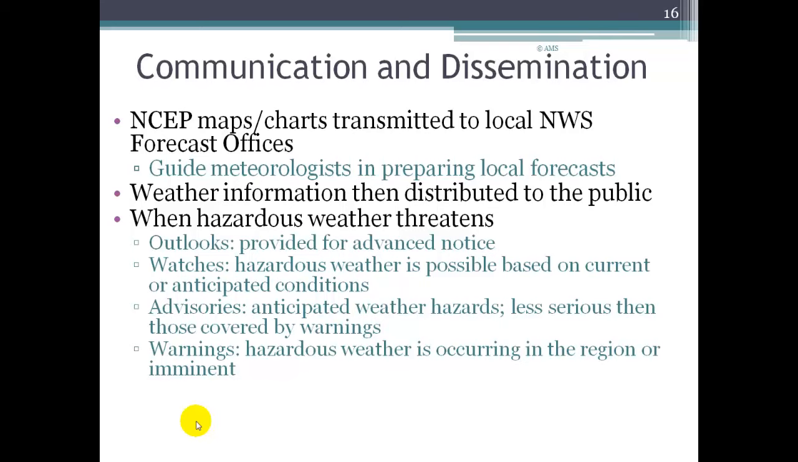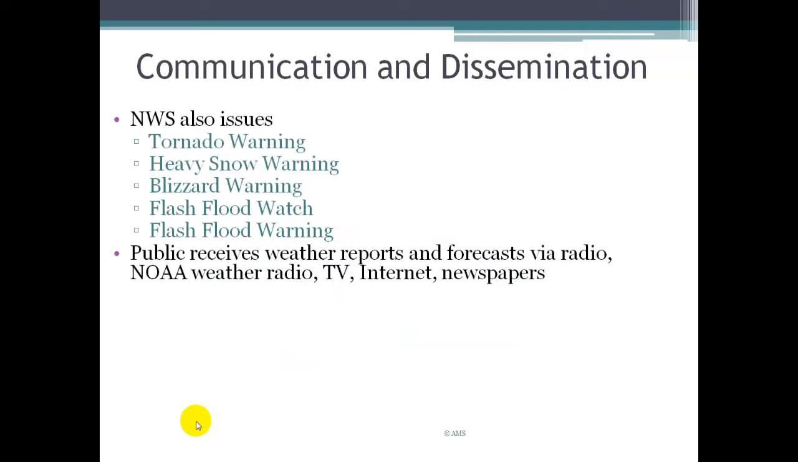And then finally, a warning is issued if hazardous weather is occurring in the region or it's imminent for your area. So if a warning has been issued, it means a storm or whatever has been observed in your area. The National Weather Service also issues tornado warnings, heavy snow warnings, blizzard warnings, flash flood watches, and flash flood warnings. You'll hear a lot of these flash flood watches, hopefully not too many warnings, during monsoon season here in the desert Southwest.